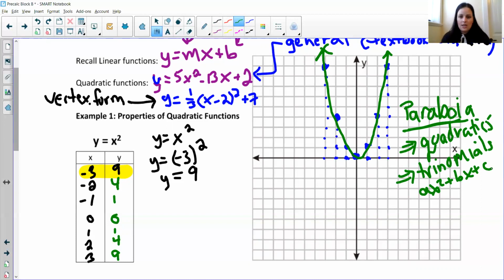All right, so we're going to talk a little bit about domain and range, and then we're going to go through a bunch of examples that are kind of going to be, you try them and then just check the video to see if you got them right.